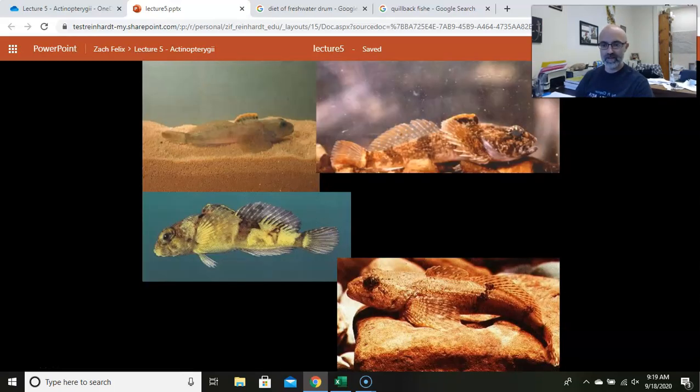And again, a lot of homoplasy, I don't know if it's homoplasy or homology, but a lot of convergence in appearances. Very similar looks that they have.